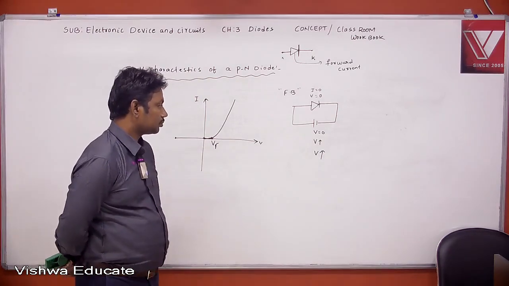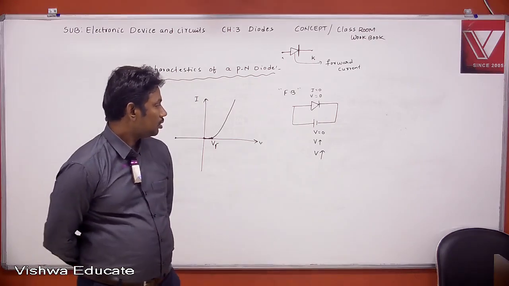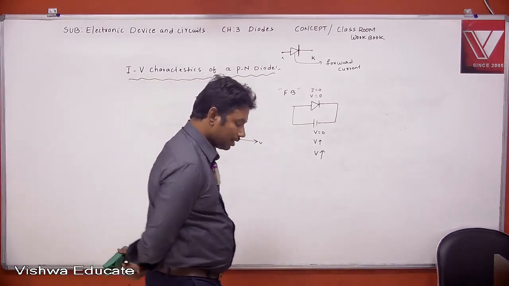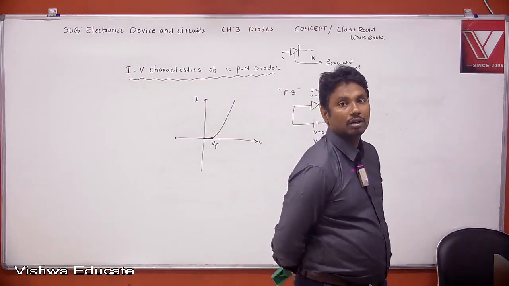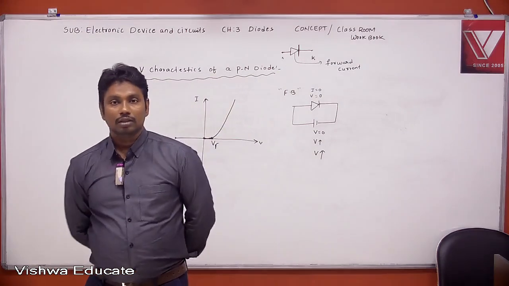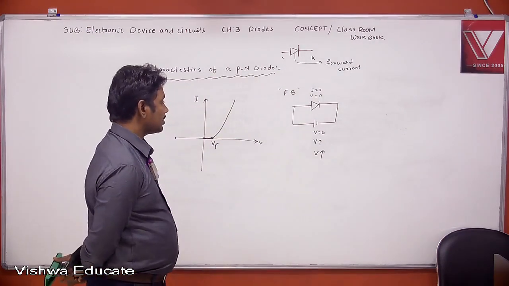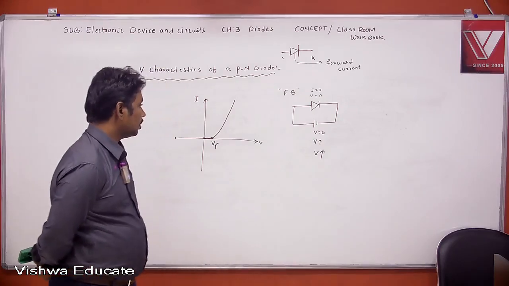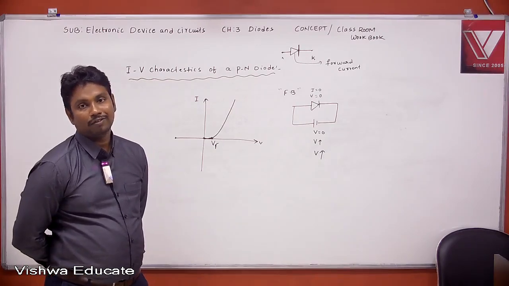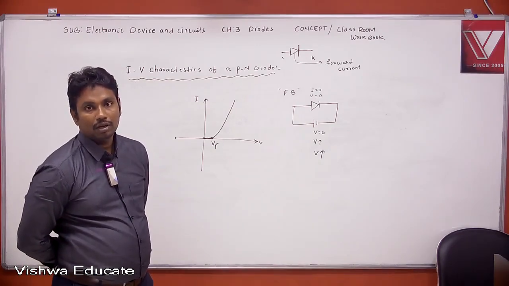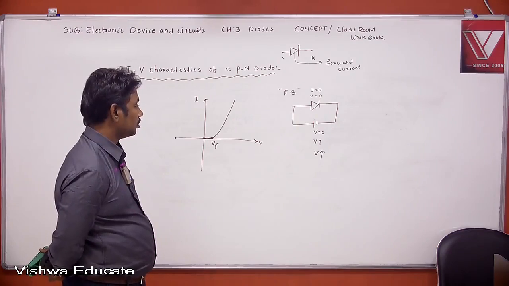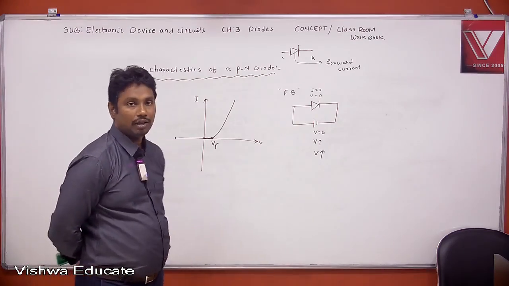Next, when the applied voltage is increased further, then the current through the diode suddenly increases, due to cancellation of the barrier.